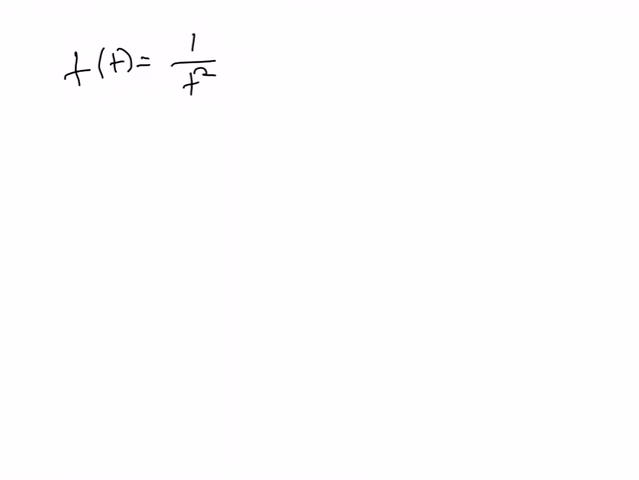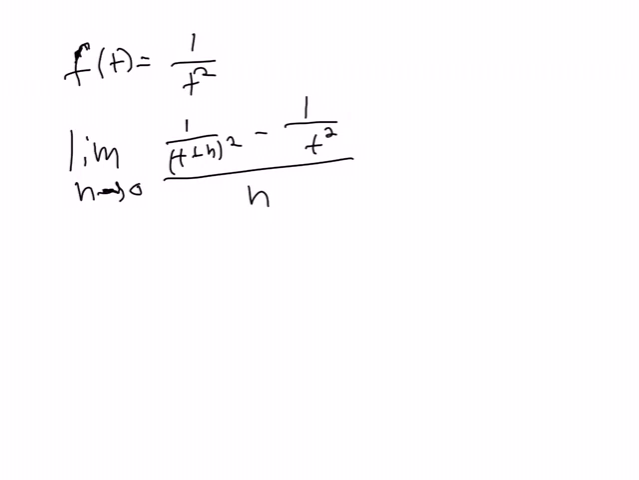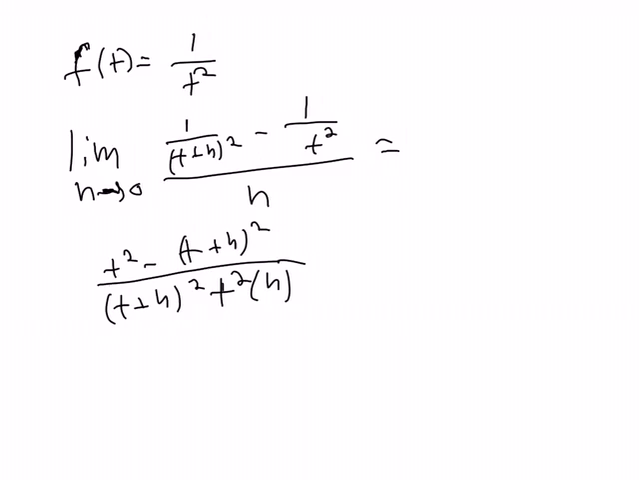So again, I'm going to just use the definition of the derivative, or what we use to find tangent lines. The limit as h goes to 0. And I'm just going to make this for arbitrary t. So 1 over (t plus h) squared minus 1 over t squared, all over h, which is equal to t squared minus (t plus h) squared, then we have (t plus h) squared times t squared times h, right? That's what this is equal to, the limit as h goes to 0.